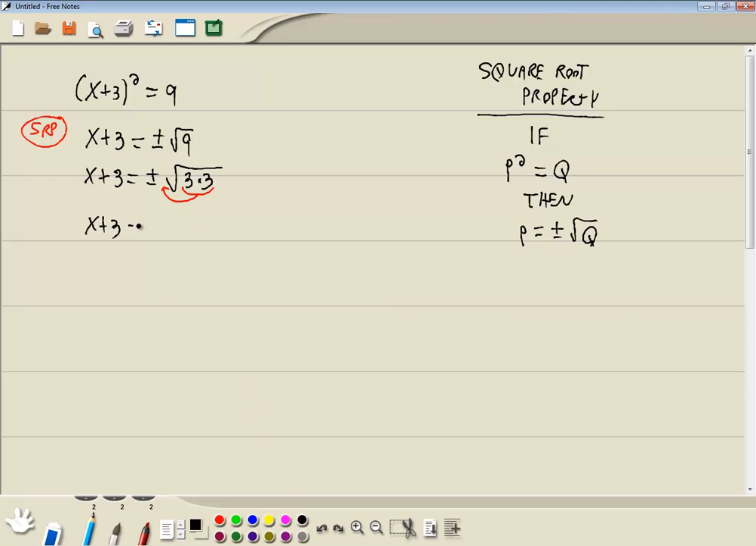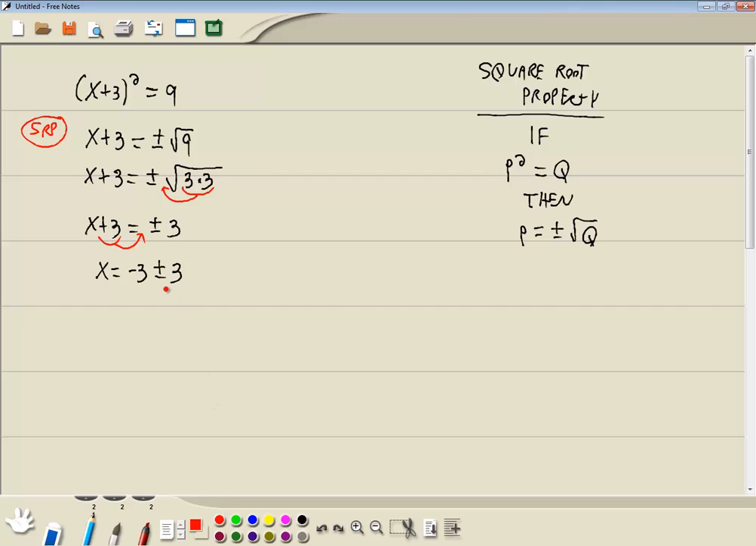So we got x plus 3 is equal to plus or minus 3. Now we're trying to get the x by itself, so I'm going to take this 3 here and move it over to the right side. When you move anything across your equals, your sign changes, so it becomes a negative 3 plus or minus 3.